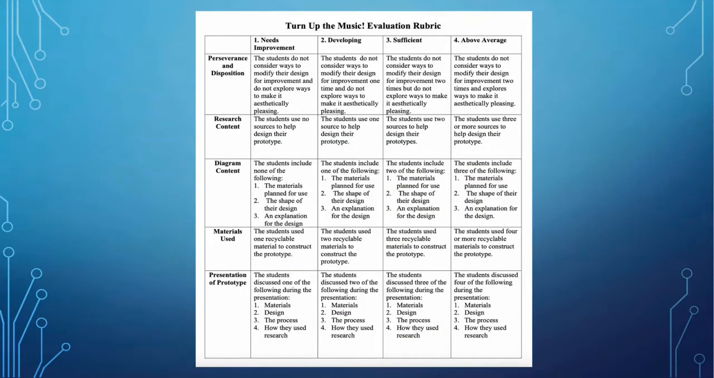To evaluate student work on the activity, we created a rubric to evaluate their projects. Using a 4-point scale, students were evaluated on characteristics including perseverance and dispositions, their research content, their diagram content, the materials that they used, and their presentation of the prototype.